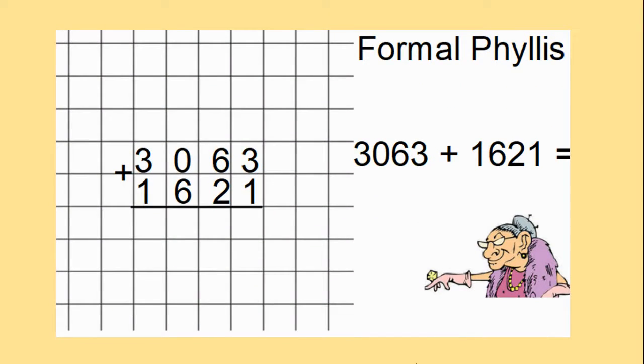I'm going to begin in the ones column. 3 add 1 gives me 4. 60 add 20 gives me 80. 0 add 600 gives me 600. And 3000 add 1000 gives me 4000. My answer would be 4684. Nice and simple.